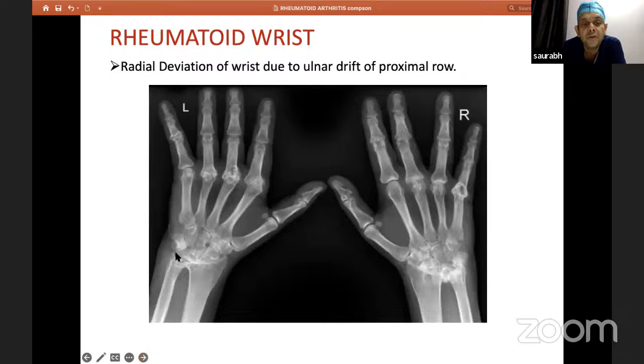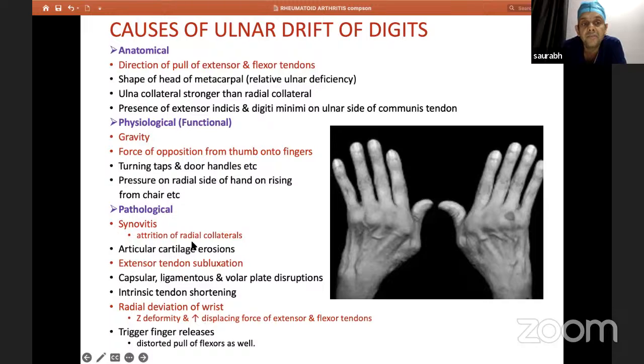The carpus tends to drift ulnarwards. As a result, the wrist will radially deviate, and then the fingers will ulnar deviate. And you may be asked the reason for this. There are lots of reasons. I've highlighted some of them in red. This slide will be there on my YouTube and Dr. Hitesh's orthopedic principles, so you can read them at your leisure.